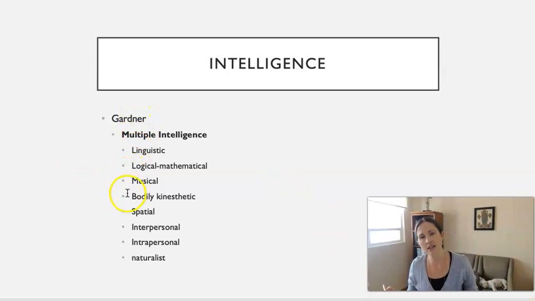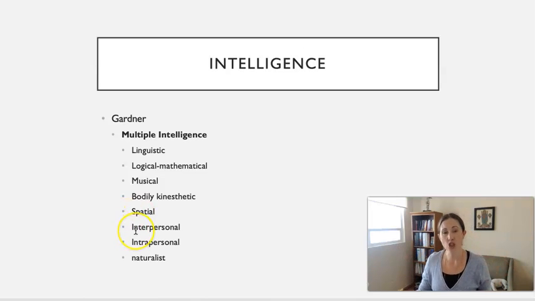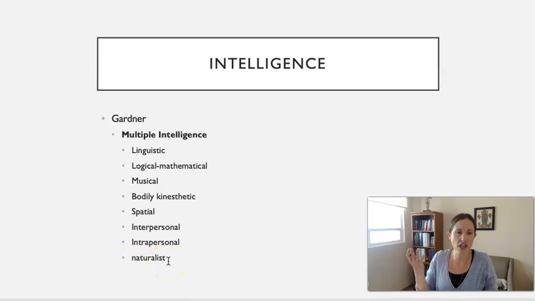He says there are 8 different types: linguistic, language; logical, mathematical, you'd be good at math or a good lawyer; musical; bodily, kinesthetic, you'd be a good dancer or athlete; spatial, you can see things in 3D, you'd be a good architect or pilot; interpersonal, you're good at understanding relationships between people, you'd be a good therapist; intrapersonal, you understand yourself well, you'd be a good motivational speaker; and then naturalist, you've got a green thumb, you'd be a good farmer, biologist. There is some debate on this.